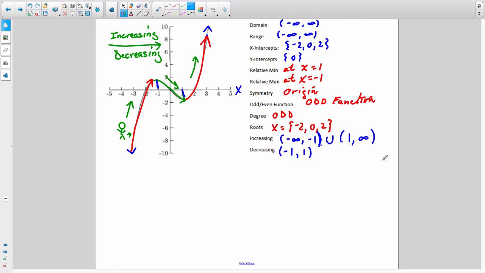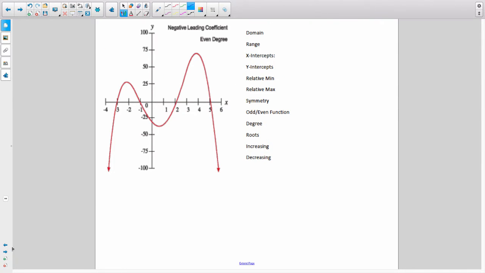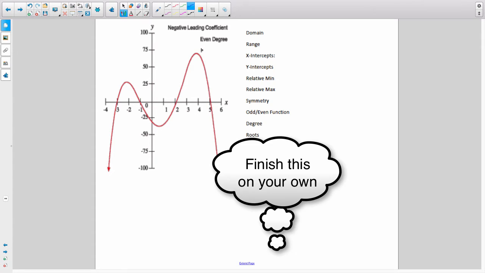This is interpreting graphs, so just be on the lookout for this. Odd and even functions are different from what kind of degree you have, odd or even, okay? One stands for the exponent and the other stands for something completely different. This is cool because it has a couple of relative maximums here and here. It's got a relative minimum here, right?